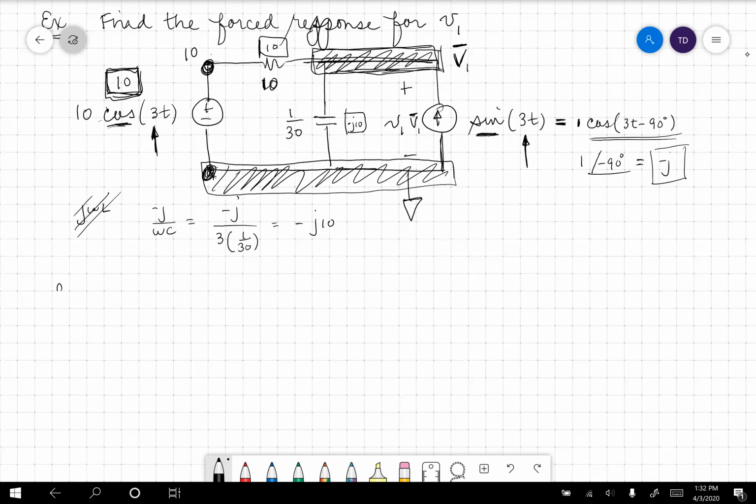So I have, at V1, the following. We have V1 minus 10 divided by the impedance, 10. Plus, down the middle, V1 over minus J10. Thank God for nice numbers. Minus, because the current's coming in, minus a minus J equals 0.